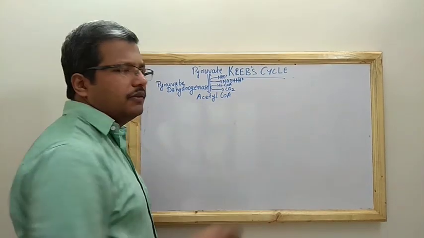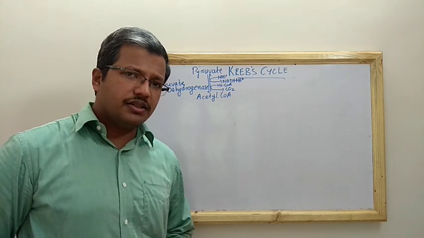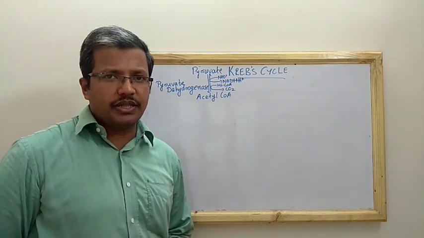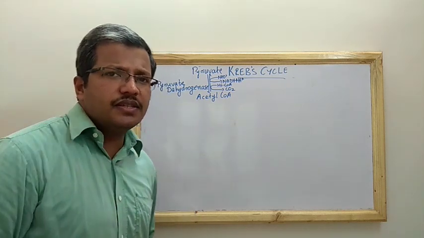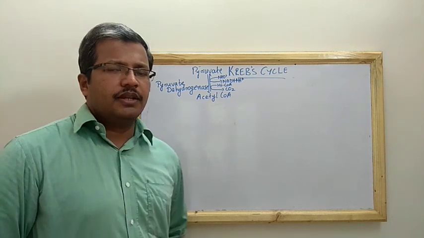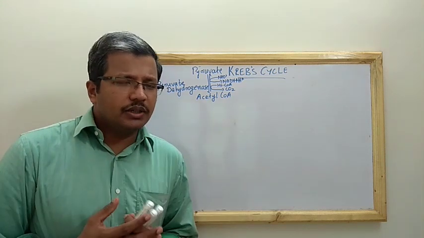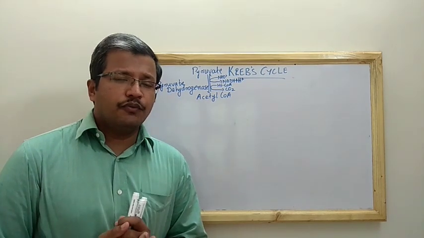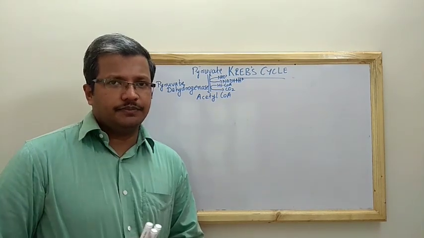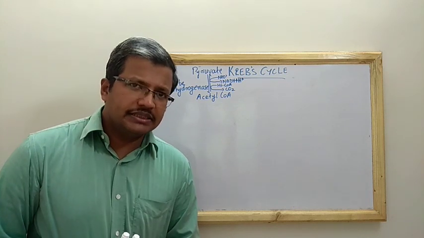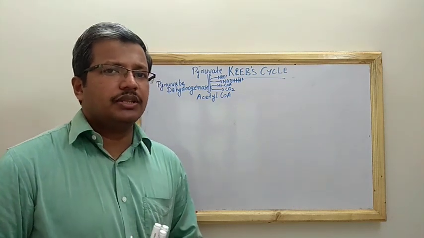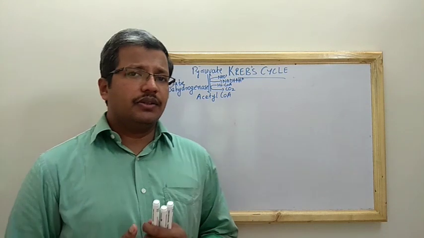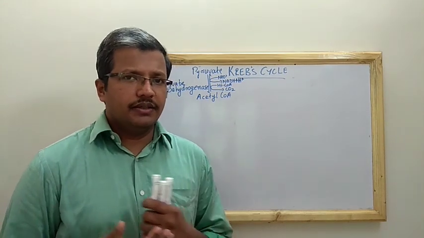Now this acetyl coenzyme A is entering into the Krebs cycle. The first step of the Krebs cycle is the union of a 4-carbon acid with a 2-carbon acid forming a 6-carbon acid. That 6-carbon acid is nothing but citric acid. That's why the Krebs cycle is otherwise known as the citric acid cycle.